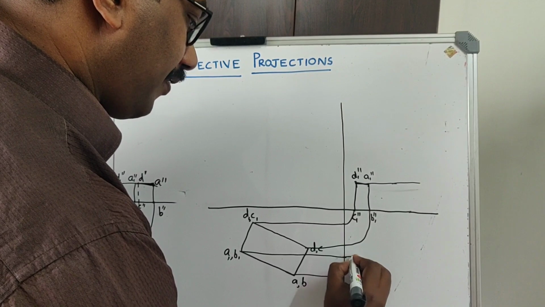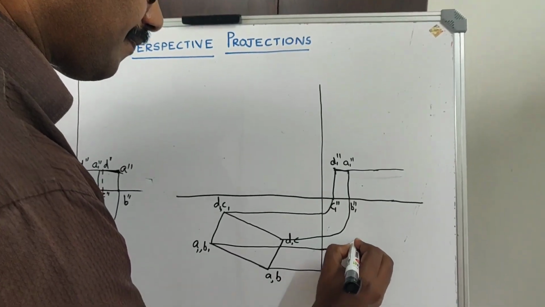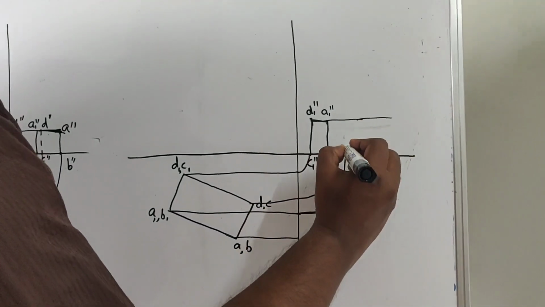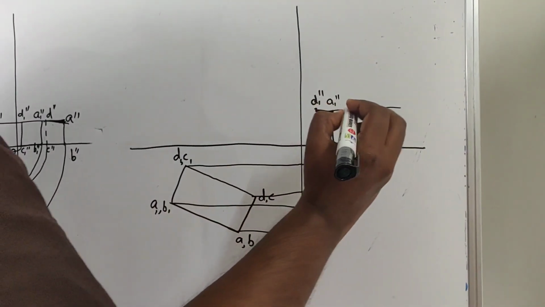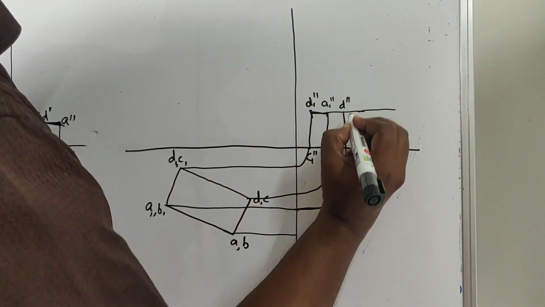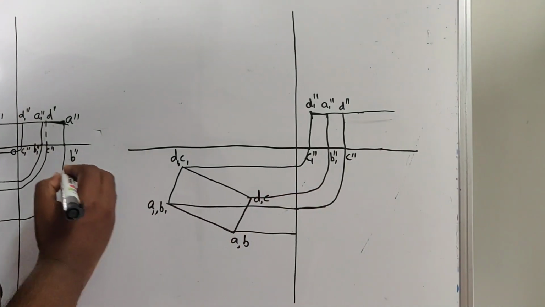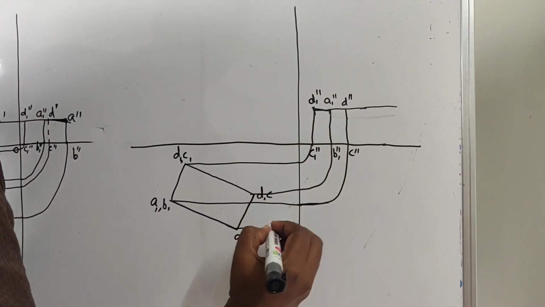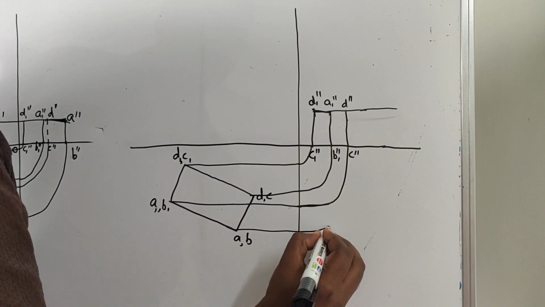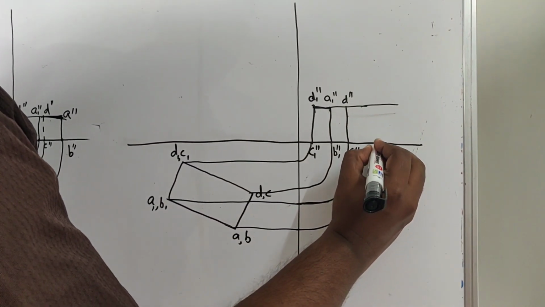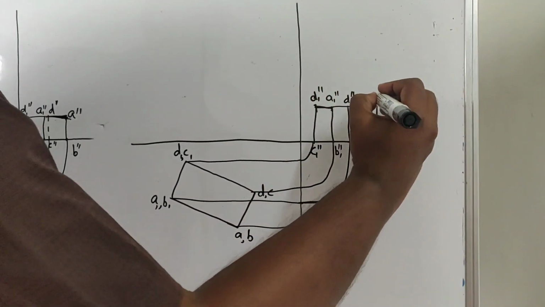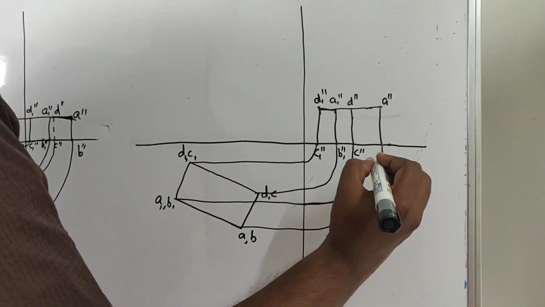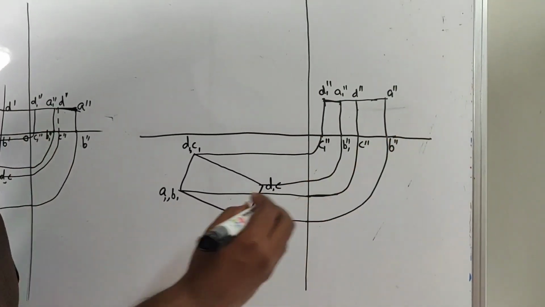From here again you can rotate and you will get this as D double dash, C double dash, and again from here you are having the next one as A double dash and B double dash.